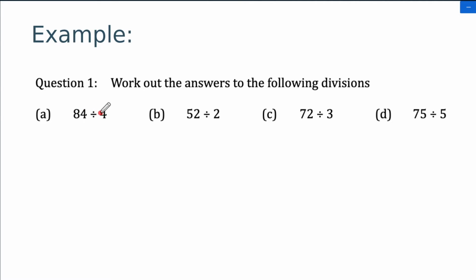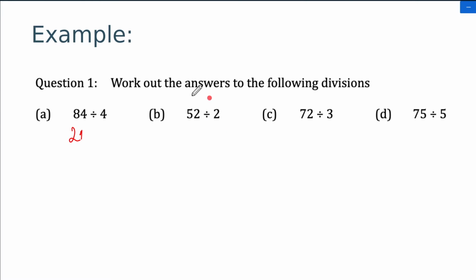So, first you have to say, how many times does the 4 go into 8? Or how much is 8 divided by 4? And the answer here is 2. And you don't have a remainder, so you can just move on to the next one. How many times does the 4 go into 4? And the answer is 1. So the answer to this question is 21.